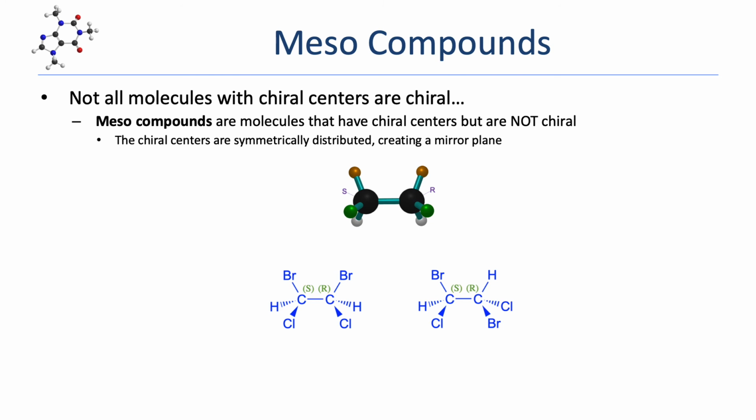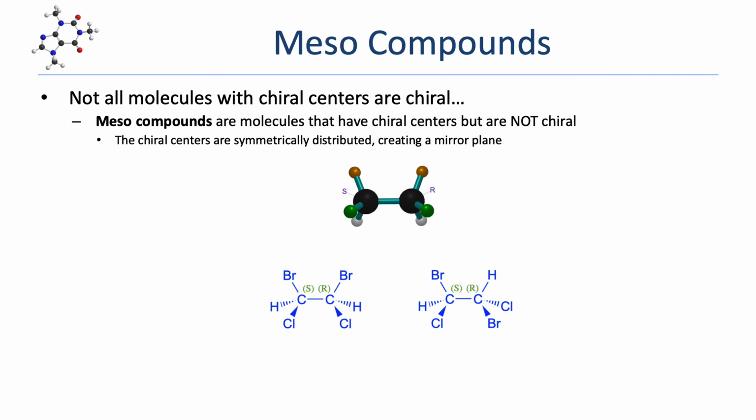So below that, I have a couple of examples drawn out as dash wedge projections. Now, in the first one, you can kind of see the mirror plane. If you cut that molecule in half, the left half perfectly reflects the right half. And I've also added the configurations for the two chiral centers there. You can see that the one on the left is S, and the one on the right is R. And we know that S reflects to R, and they have the same parts. So they do, in fact, mirror one another. There's a mirror plane there. That is a meso compound.